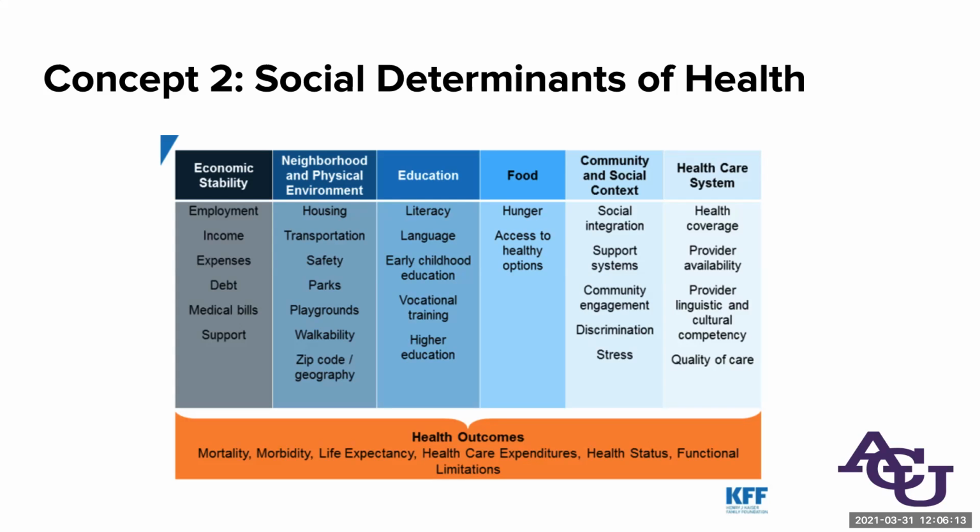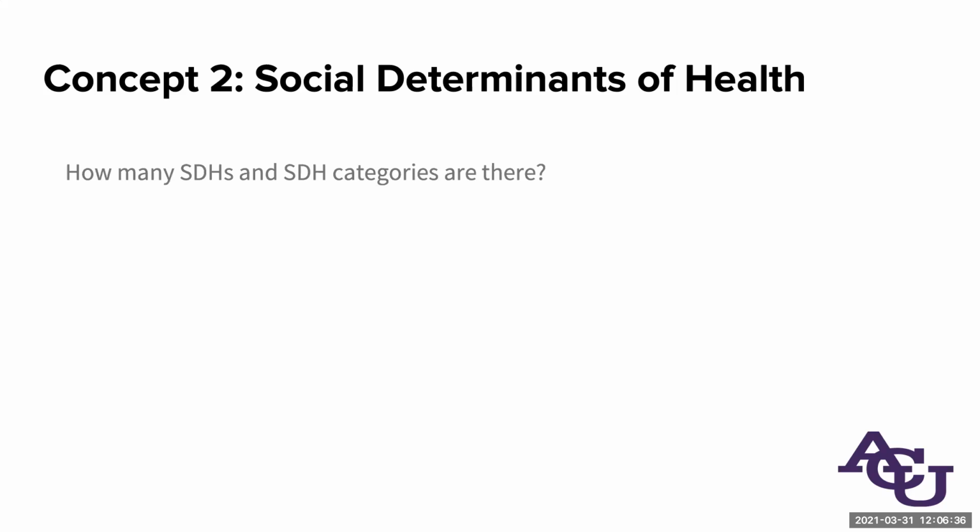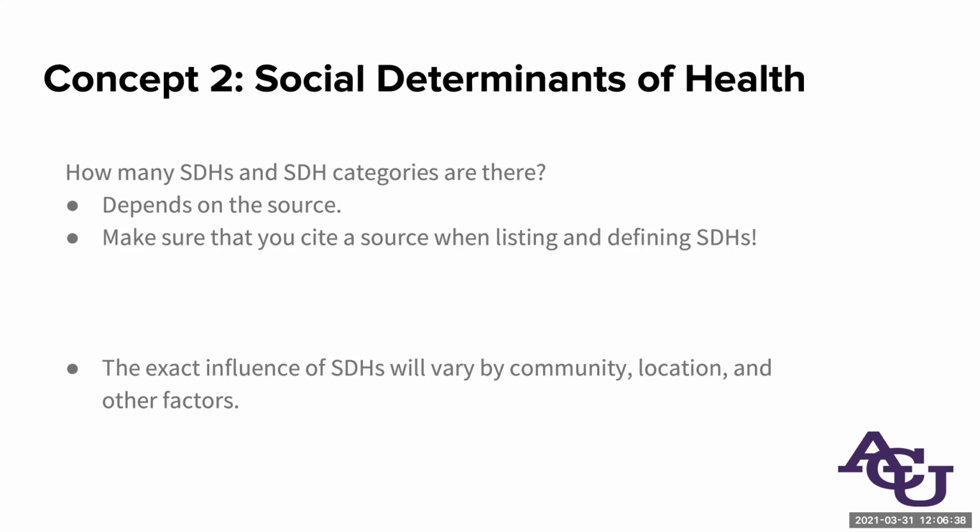The important thing is when you list these out and you say there are X number of categories or X number of social determinants, that you ground that in the specific source that you are referring to. So people who are wondering why you have, say, 18 instead of 21 can go see that source and say, they combined these things together. And it's also helpful to keep in mind that the exact influence that the social determinants of health have will vary based on your community, your location, and other factors. And we'll talk about that more in a little bit.